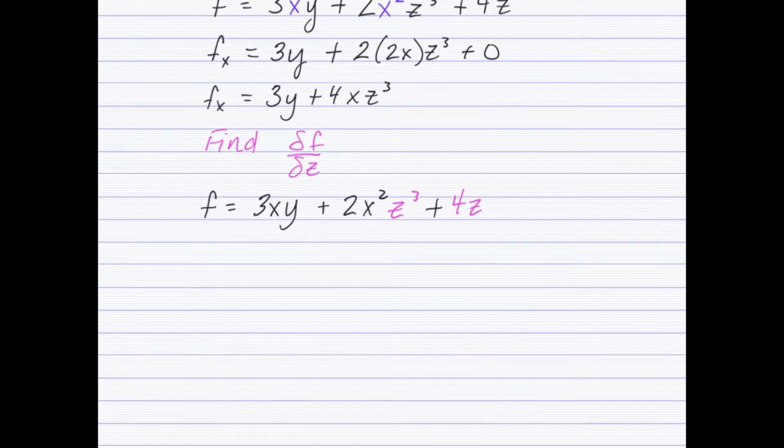So the first term is a constant. The derivative of that is going to be 0. The second term we're going to treat just like we would if it was 2 times 5 squared instead of 2 times x squared. So we're just going to ignore that part and just multiply it along just like we would if it was a number. Simplify again, and we're done.